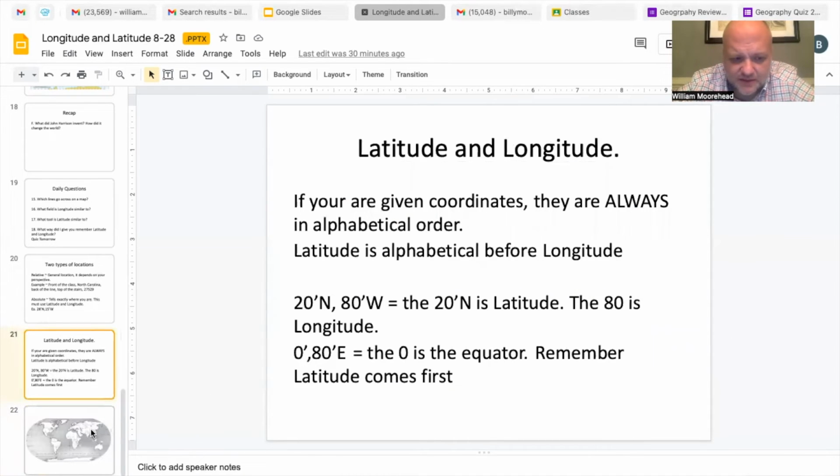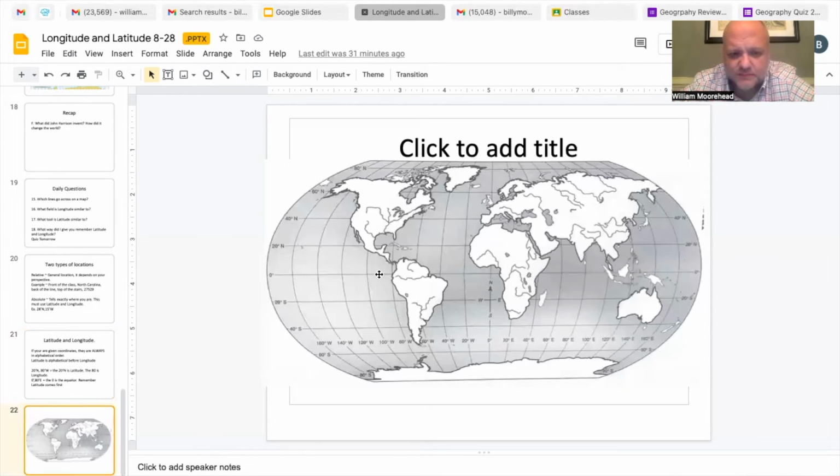Oopsies. All right, let's go back. Here we go. Oh, my computer's being evil. Froze a little bit. I think I'd said, what was it? 20 south, 80 east. So we're going to do that.